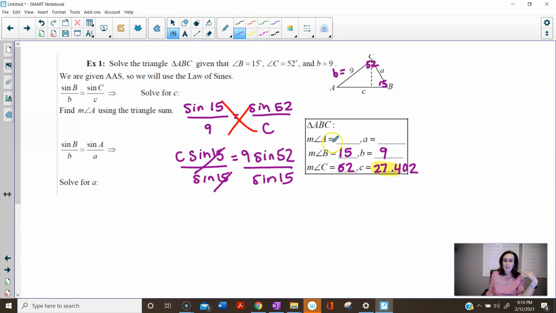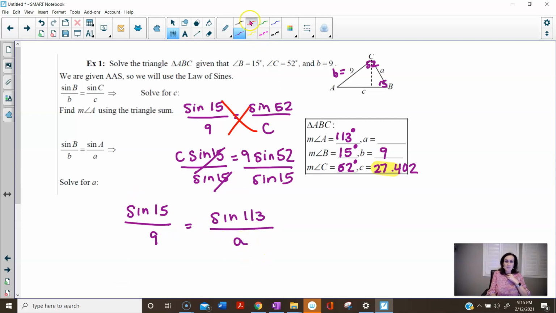Okay, so the next thing we want to do is figure out what angle A is. So just take 180, subtract 15, subtract 52, and you get 113 degrees. And then you can find your side by just setting up your proportion again. So we could do the sine of 15 over its side, 9, is equal to the sine of 113 over A.